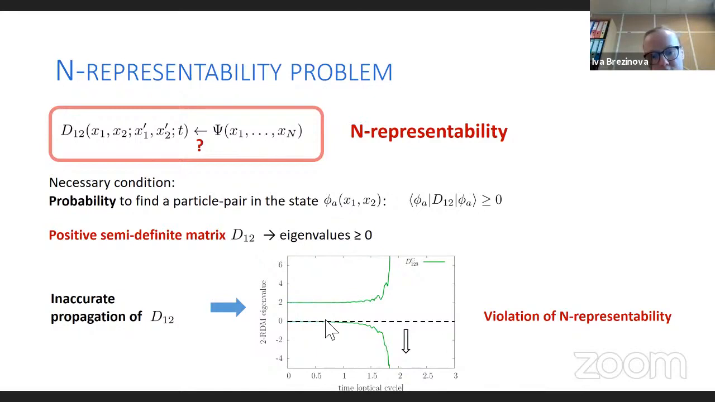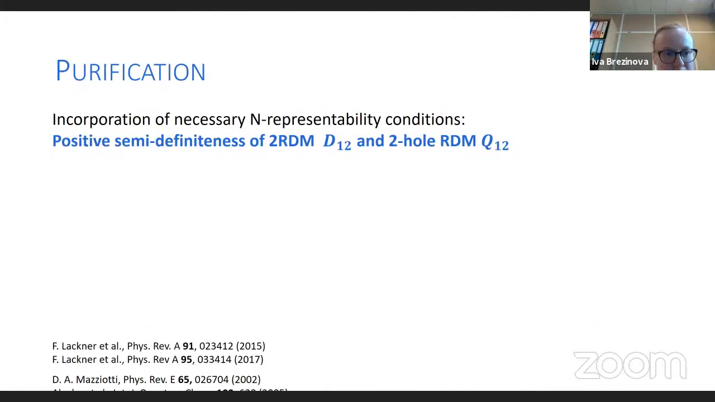And at some point you can see that the largest eigenvalue goes to infinity and the smallest eigenvalue goes to negative infinity. And at this point, when this eigenvalue becomes sufficiently negative, the equations of motion are simply unstable. And this instability is due to this violation of N-representability. But we managed to cure this problem by the following.